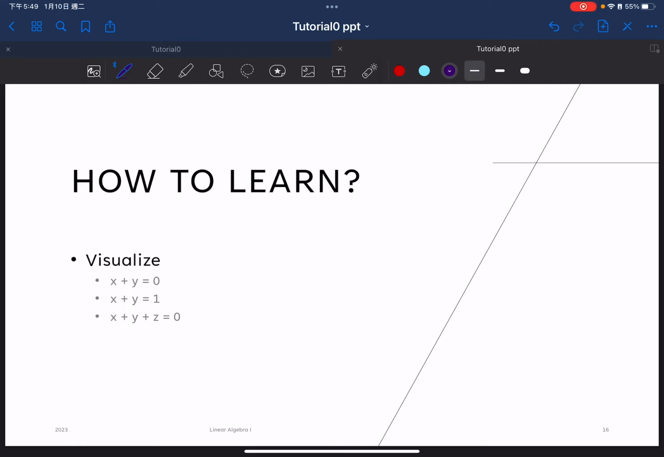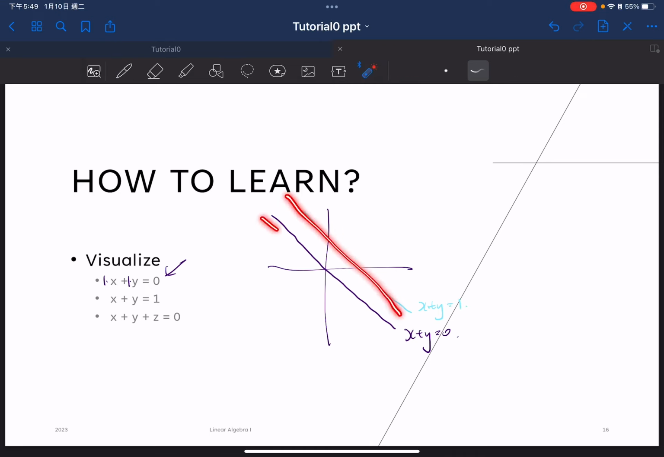For example, what is x plus y equals 0? You can read it as 1 times x plus 1 times y equals 0, right? You can treat it as numbers. But what it really means is a line like this, okay? And what is x plus y equals 1? It's another line like this. And you can see, since they are parallel to each other, they have no intersection. And that's why this equation set has no solution. You can see it by the figure, right? It's very obvious. And that's how you learn math.